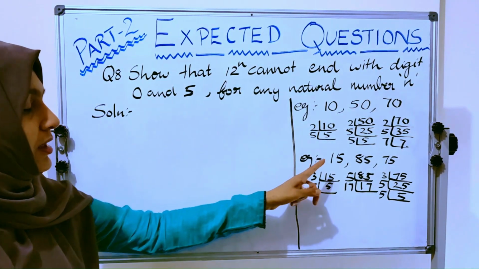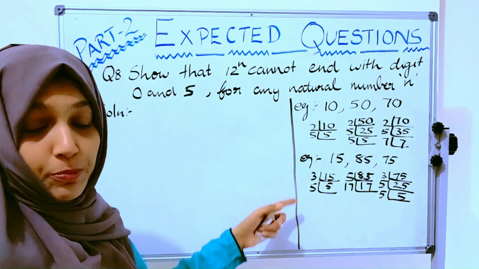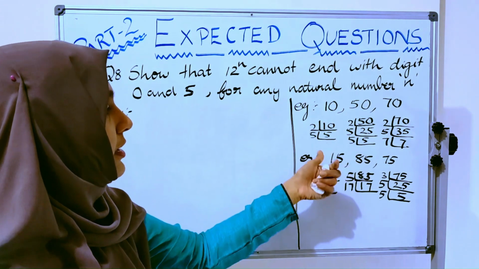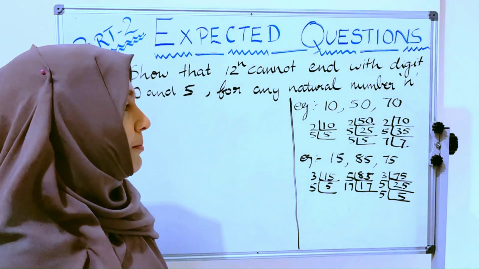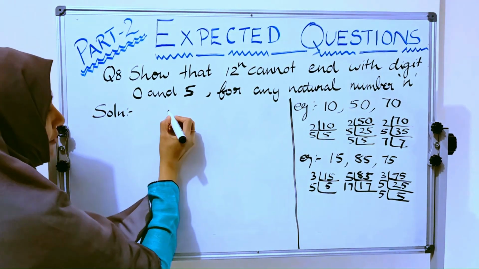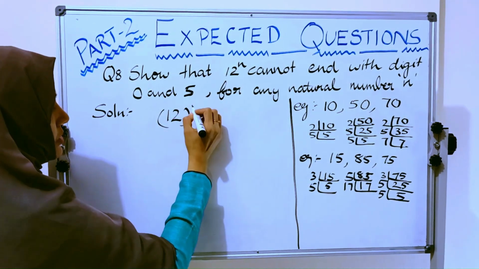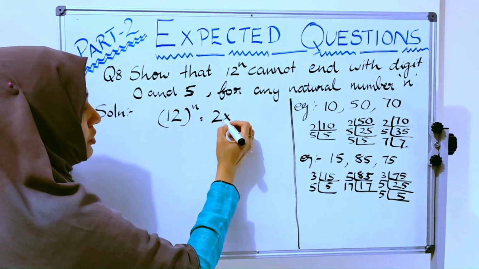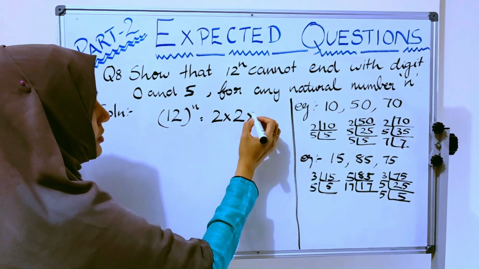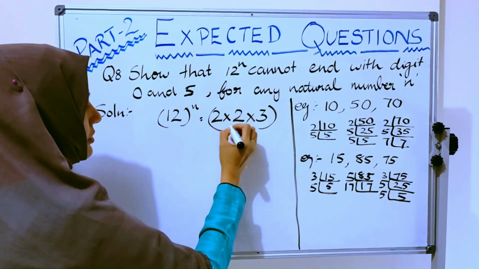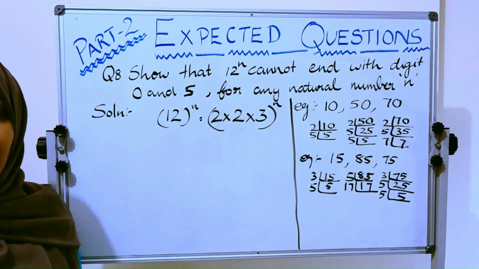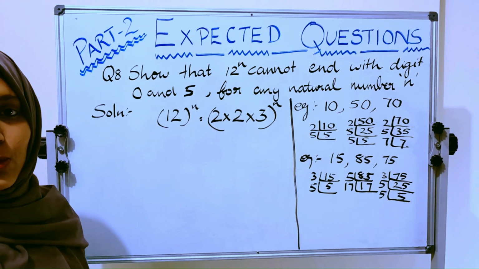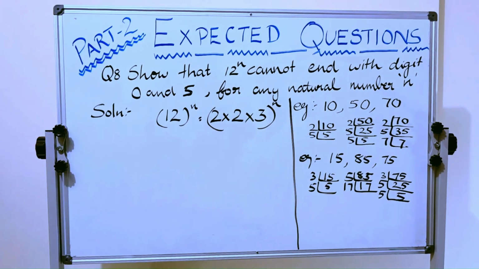So if the last digit is 5, then 5 should be its prime factor. If the last digit is 0, then 2 and 5 should be its prime factors. But do we not know the factors of 12? For 12 raised to n, the factors of 12 are 2 into 2 into 3. So here 5 is not a factor of 12. So this 12 raised to n cannot end with the digit 0.